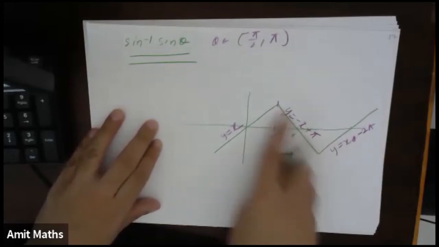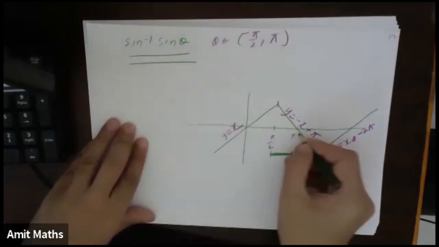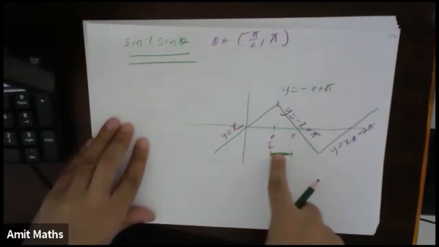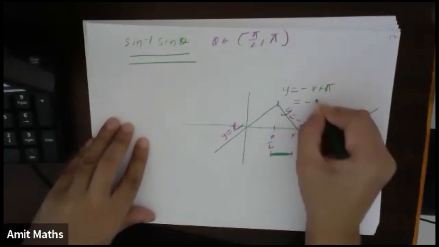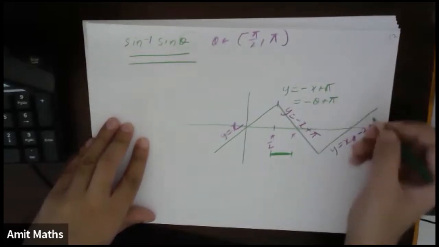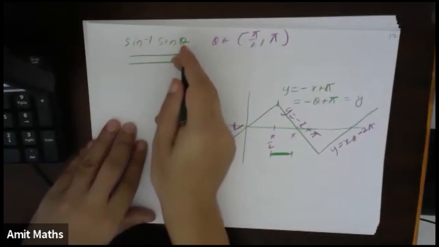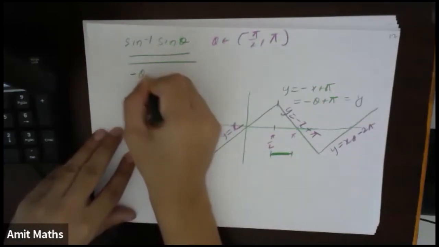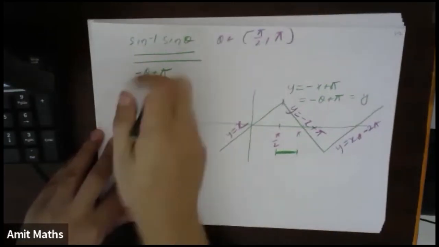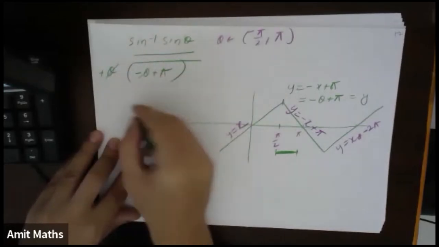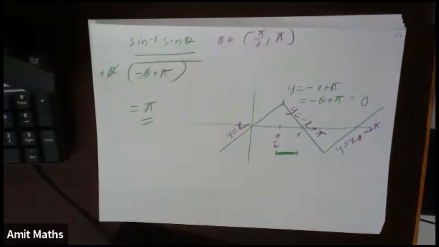So what I will get, this line is y is equal to minus x plus pi. When x is equal to theta, you will get minus theta plus pi, right? This is equal to y. This will be the value of this thing. So this will give you minus theta plus pi. And from the previous part, we already had plus theta. So this theta and theta get cancelled. So the overall answer will be pi. Understood, everyone? Fine. Just check this.